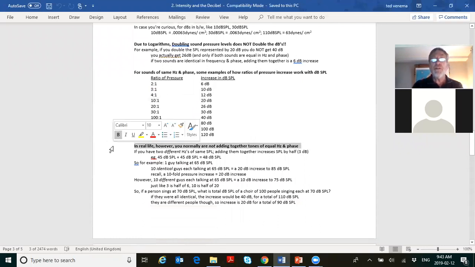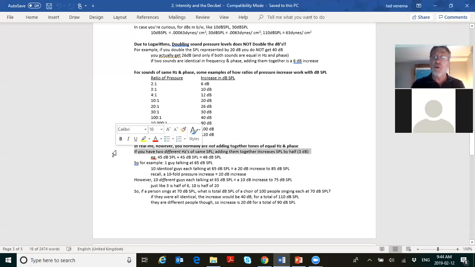In real life, however, you are not adding together tones of equal frequency and phase. If you have, and this is what I was talking about with the machines, two different frequencies of the same sound pressure level, adding them together increases sound pressure level by 3 dB. In this case, 45 plus 45 would equal 48.